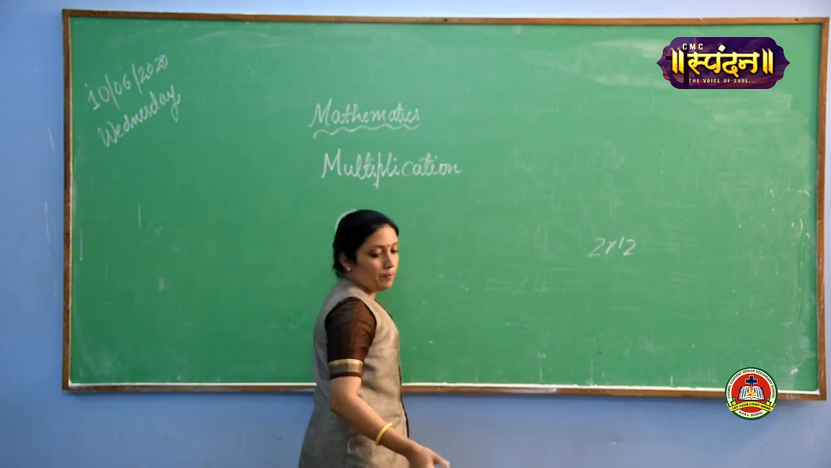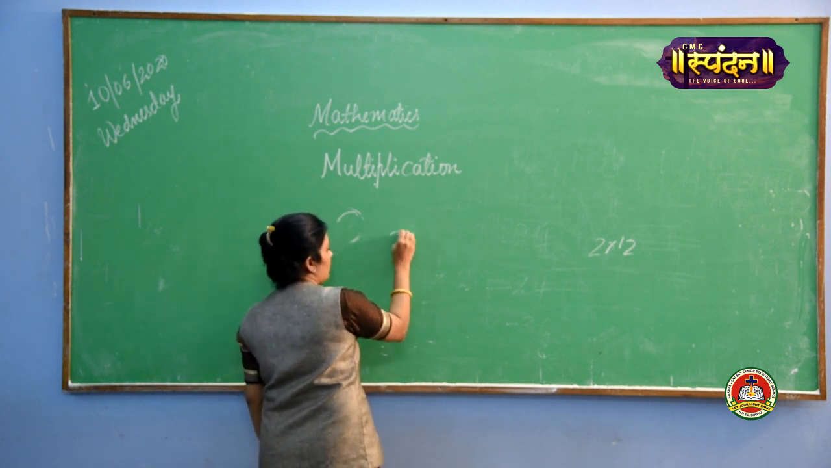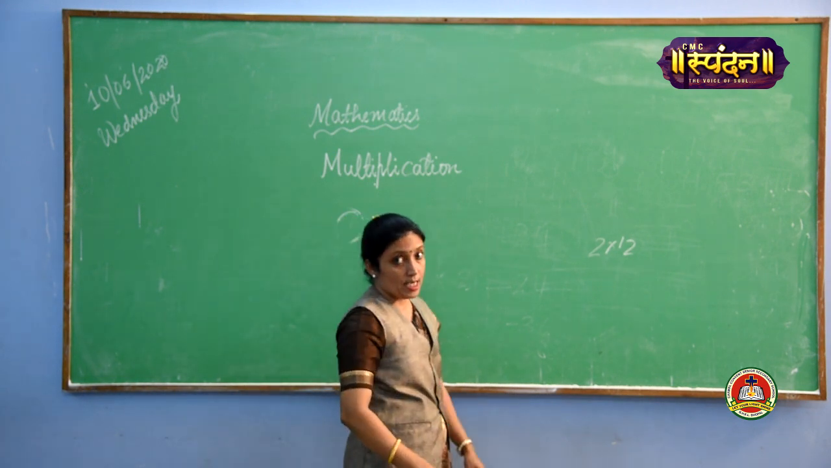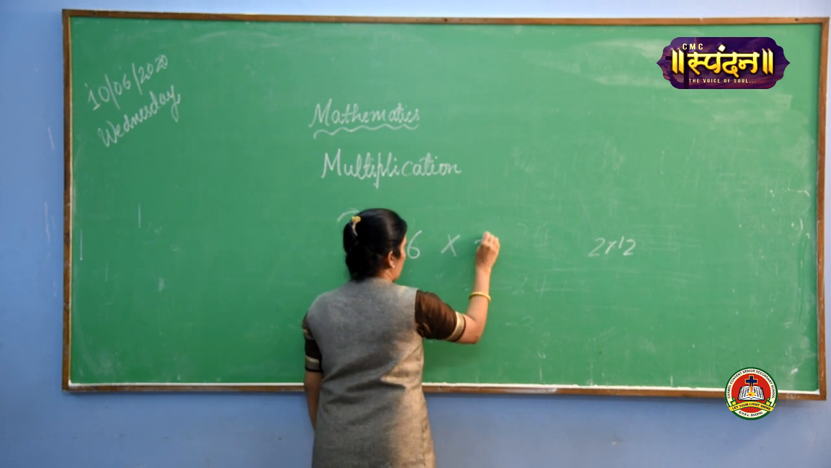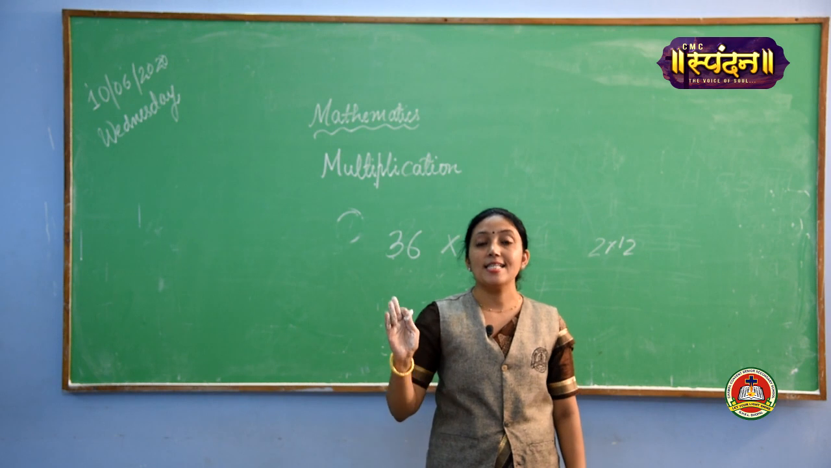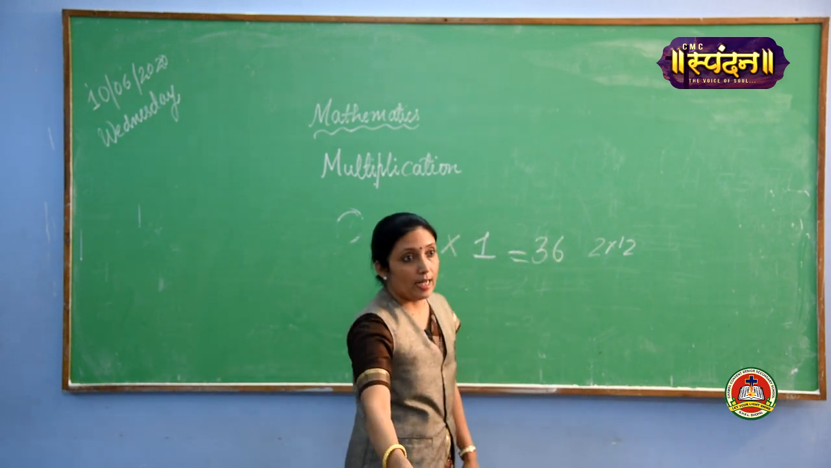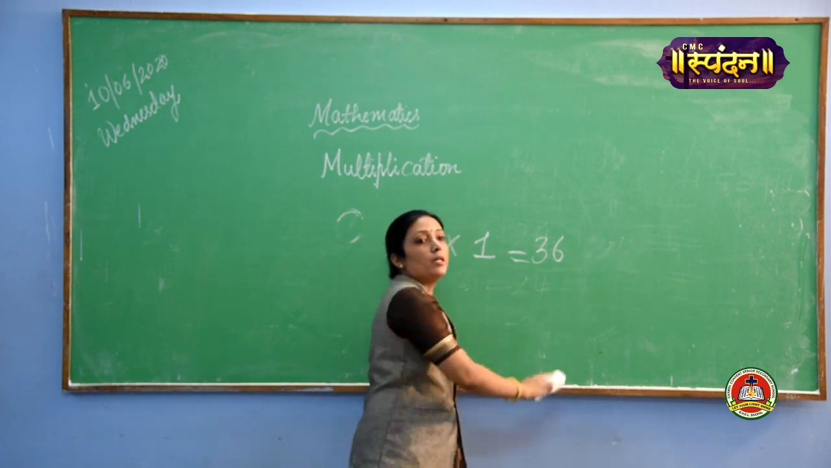Any number multiplied by 1. Let's see. I am taking a number 36 that is multiplied by 1. What will be the answer? Any number multiplied by 1 is 36. That is the number itself.